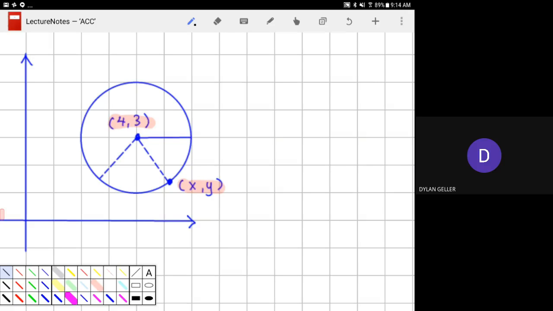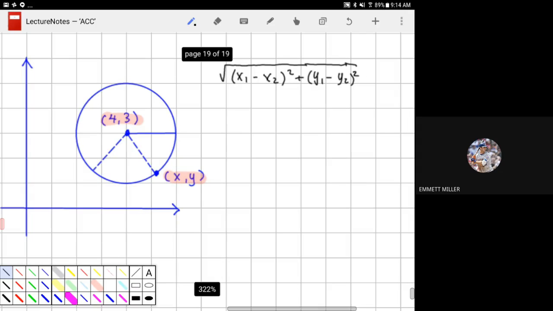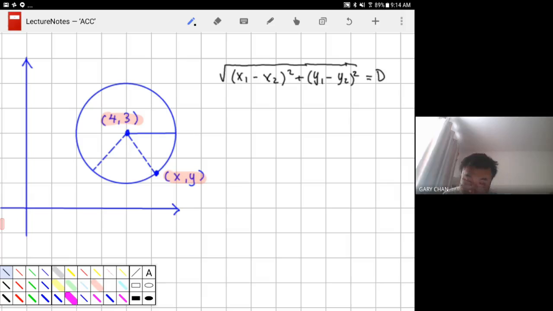Yeah, I think it's the square root of x1 minus x2 squared plus y2 minus y1 squared. Okay, so we're going to slightly modify this.